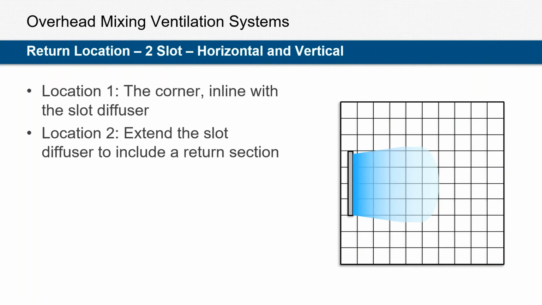When we're looking at return locations for these vertical slot diffusers, in the corner is often a location in line with that slot diffuser. So again, out of that direct airflow pattern, we want to locate it in a spot where we might see stagnant air. Another solution, and one that might be a little bit more architecturally appealing, is to extend that linear slot and have the returns on either side of that supply.